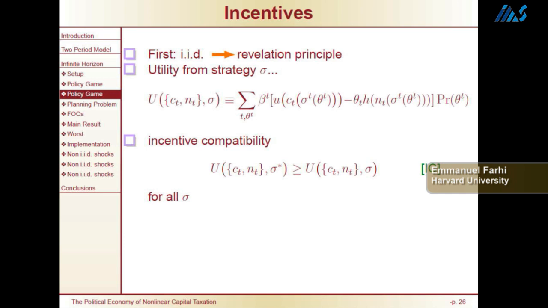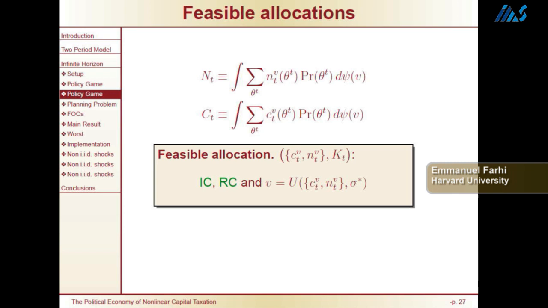So if the shocks are IID, then there's really no concern, because the information that you revealed today is not helpful at all to anticipate what kind of shocks you face in the future. So the revelation principle is going to hold there. And so we can study direct mechanisms. So I have this notation to denote the utility that you get from a given allocation under a given reporting strategy. And incentive compatibility just says that truth-telling has to be better than anything else. Then an allocation is going to be feasible if, when I define the aggregate labor and the aggregate consumption this way, the allocation satisfies incentive compatibility, resource feasibility, and delivers the right utility to every agent.